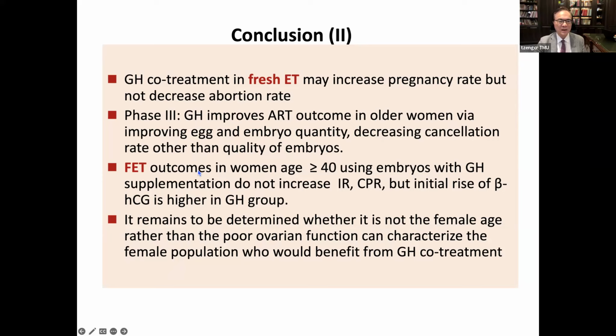And for frozen embryo transfer outcome in very old women, over 40, using embryos with GH supplementation does not increase implantation rate or clinical pregnancy rate, but the initial rise of beta HCG is higher in the treatment group. But I think the number of mature oocytes matters, because the cumulative pregnancy is also better. For single cycles, probably the implantation and clinical pregnancy are not different, but long term, if you look at the cumulative pregnancy, probably it is better. So it remains to be determined whether female age rather than poor ovarian function can categorize the female population who would benefit from growth hormone co-treatment.